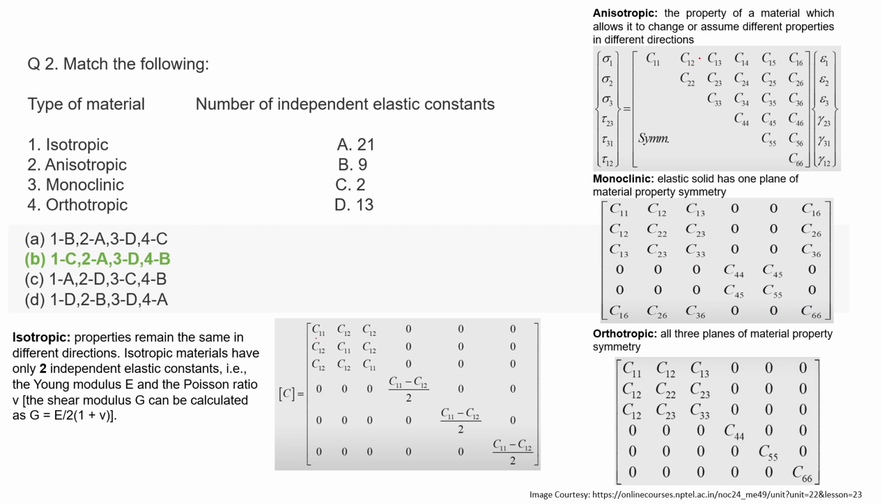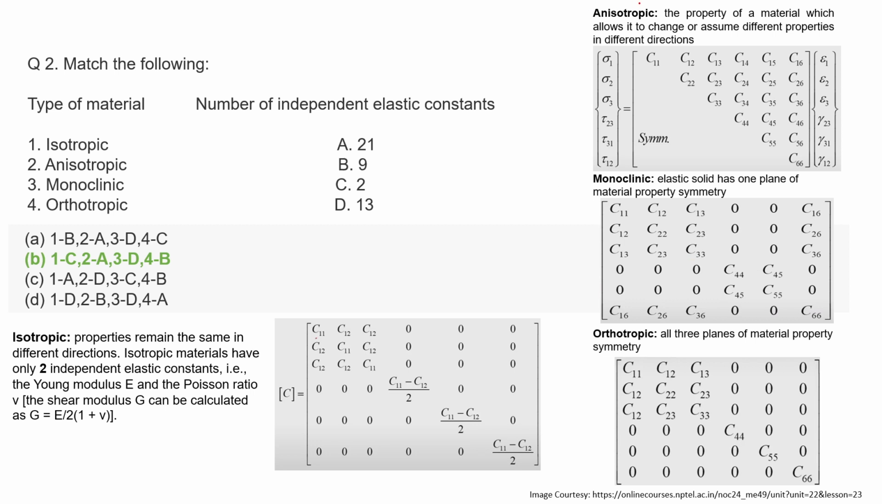So C12 will be equal to C21, C13 equal to C31, like that. So the lower portion will be symmetric to this upper portion. So that will decrease the independent number of elastic constants to 21. So that signifies the anisotropic system.